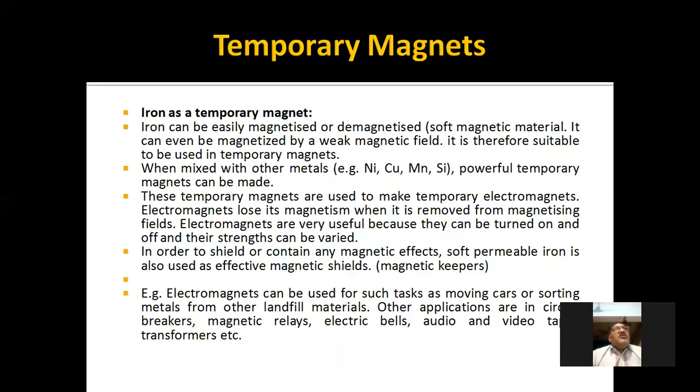Okay, so you know that iron is a soft magnetic material, and soft magnetic material means that it can easily be converted into a magnet, and it will very easily lose its magnetism. Soft magnetic materials have a very important use. We use them for magnetic shielding, and we will learn in the next slides what magnetic shielding is.